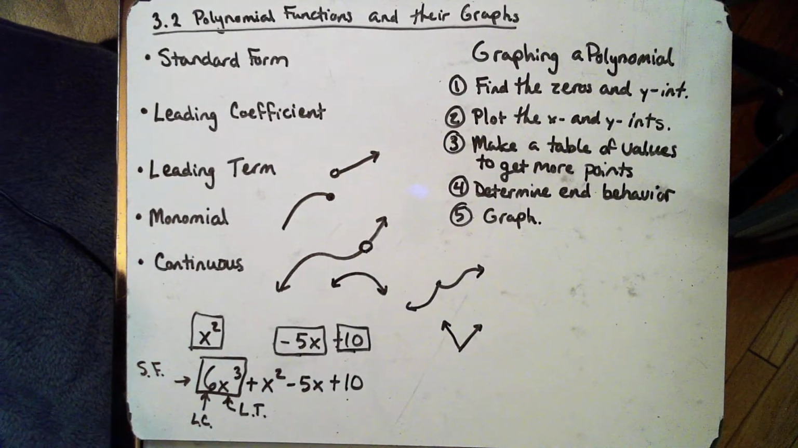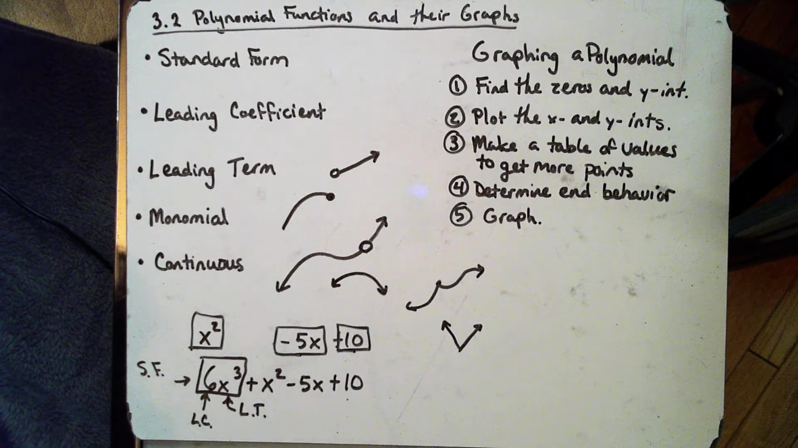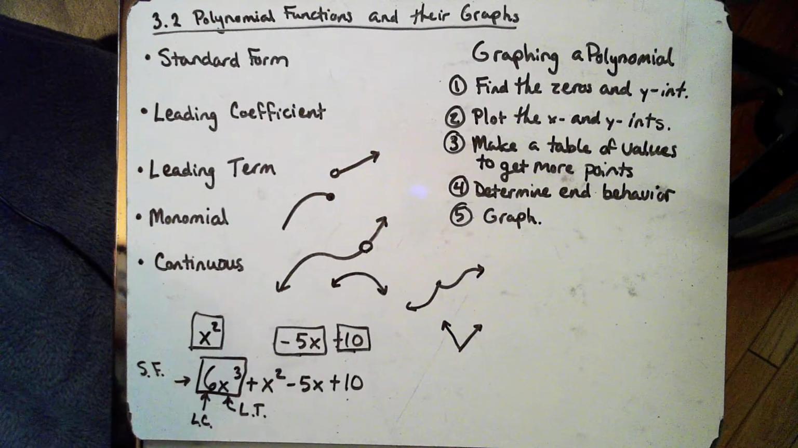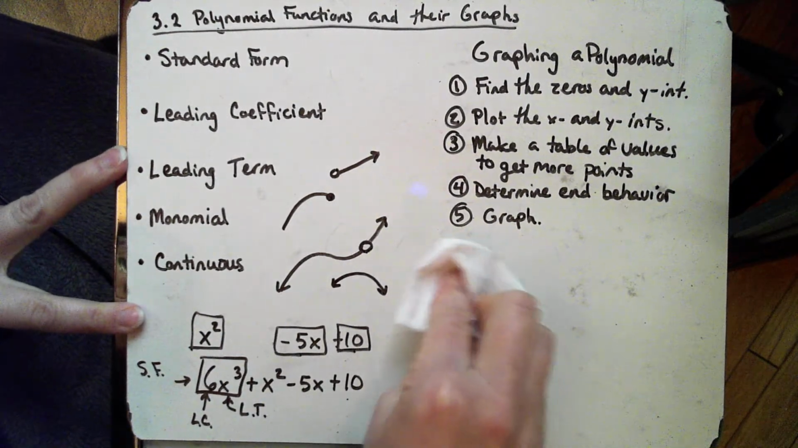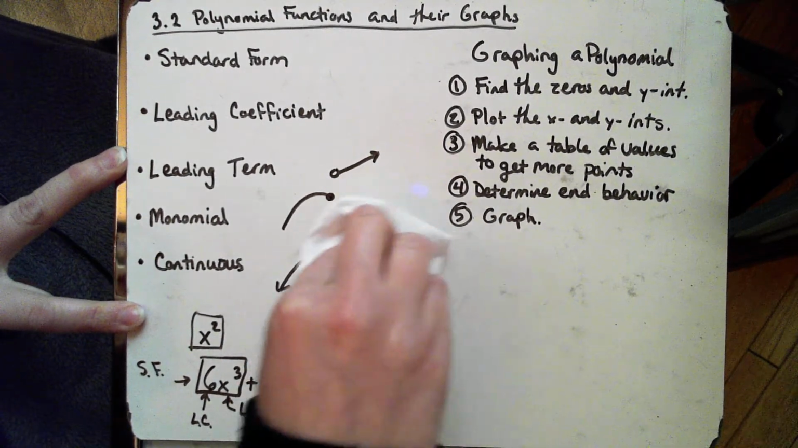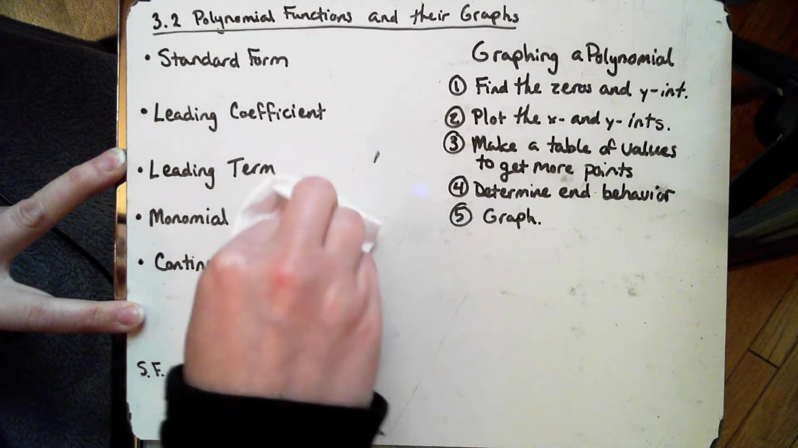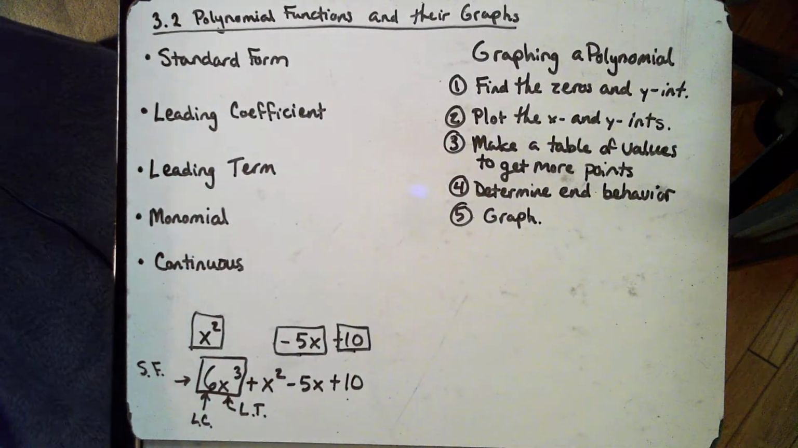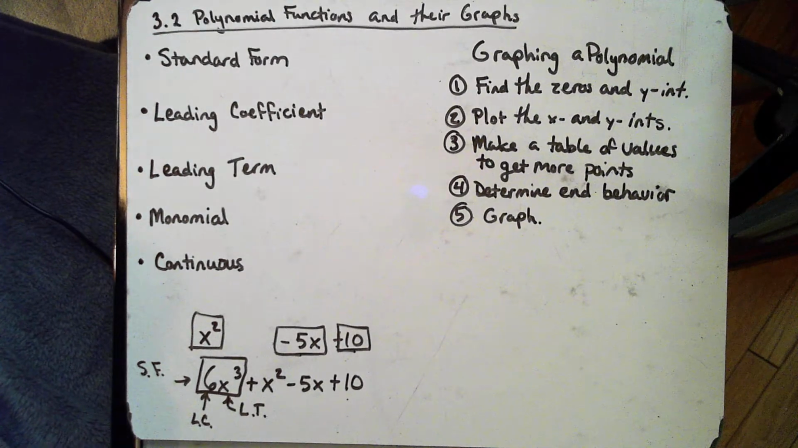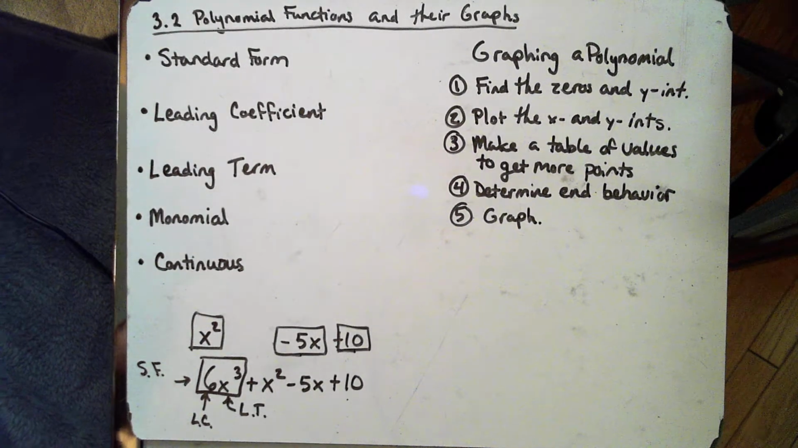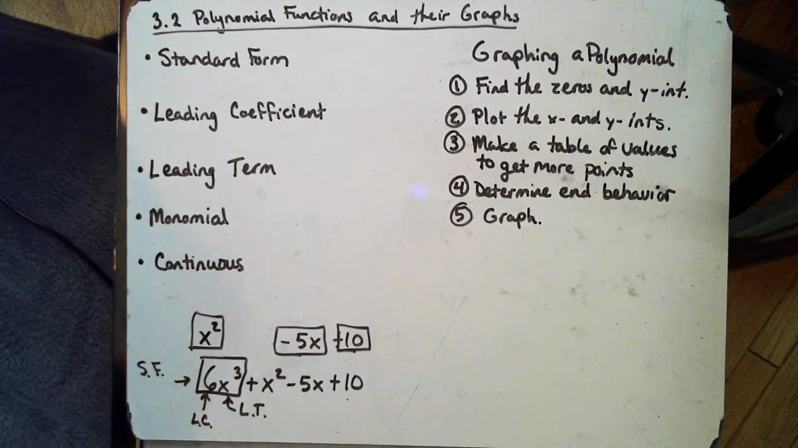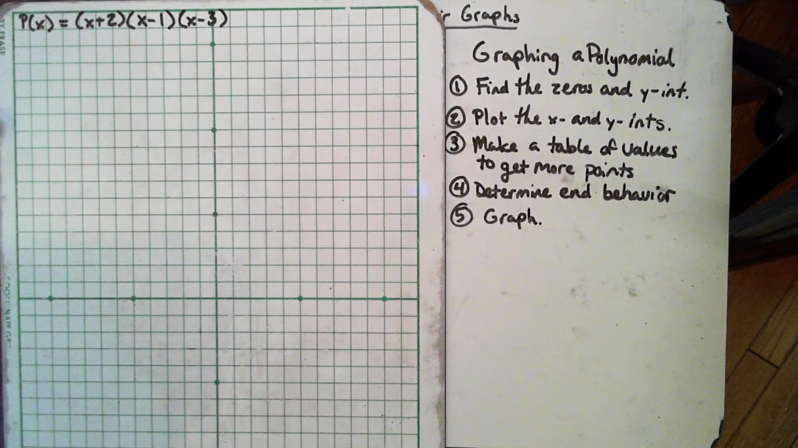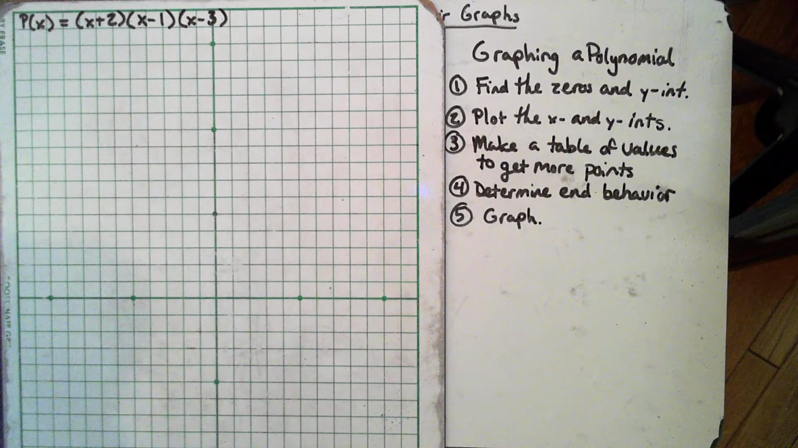Now, let's talk about how to graph a polynomial. I put 5 steps on the board here. It says find the zeros and the y-intercept. You always start there. Then you plot the x and y intercepts, which is what you found in step 1. Then you're going to make a table of values to get more points. Finally, you're going to look at end behavior, which is something we're going to talk about in class. And then we're going to just connect all these points.